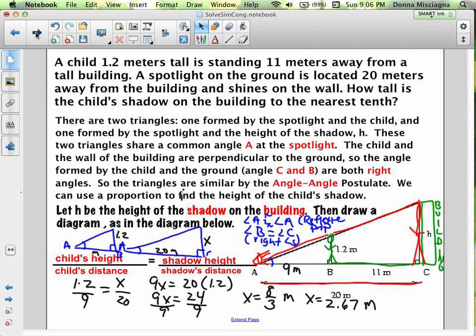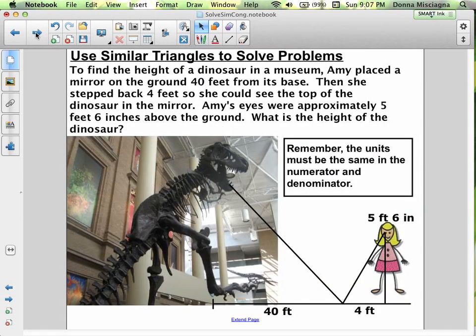All right, one done. Let's do one more in this podcast. Here we're using similar triangles to solve a problem.